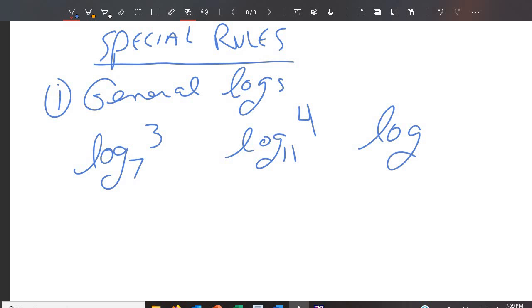It doesn't matter what goes where, these are all general logarithms. If this is any number besides 0, if it's a positive number that's not equal to 1, it's called a general logarithm. Now, there are some special rules I want to go over.